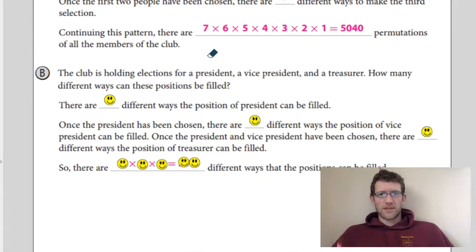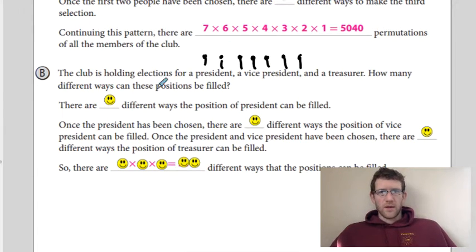Then it says the club is holding elections for president, vice president, and a treasurer. How many different ways can these positions be filled? So we have our people here. Pretend they're people. 6, 7. Okay. How many different ways can these positions be filled? Well, how many ways are there to choose the president? How many different people could become president? Well, there's 1, 2, 3, 4, 5, 6, 7. We could choose any of the 7 to be president, right? We're assuming that all chances are equal. But there are 7 possible people that could become president.